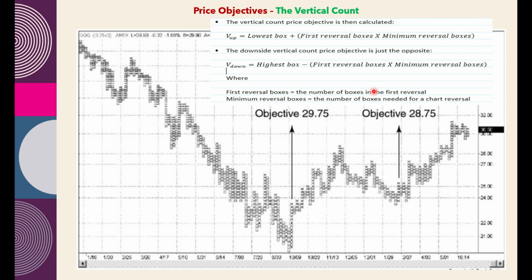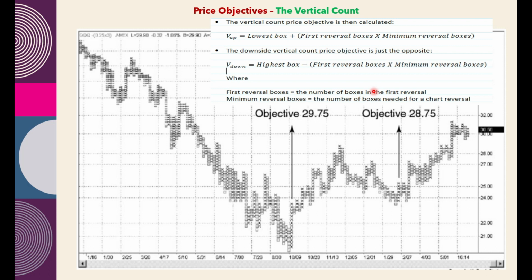The vertical count is a good tool for setting an initial objective, but it is not a magic wand. As with the horizontal count, there is adequate time to identify the formation and establish a price objective before it is reached. The vertical count is a measure of volatility and can be used to determine the size of a retracement after a major price move.